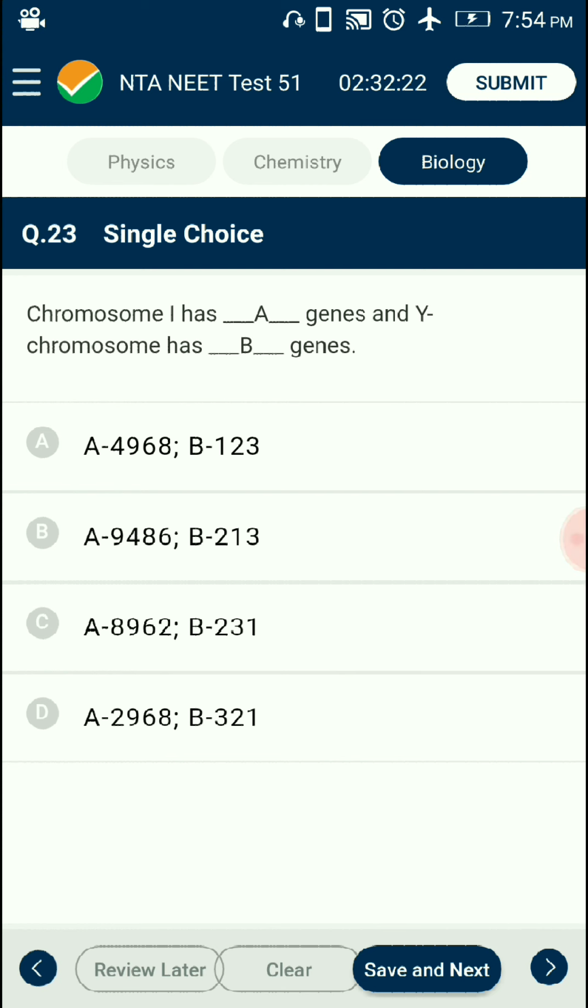Question number 23. Chromosome 1 has dash genes and Y chromosome has dash genes. According to the Human Genome Project, chromosome 1 has 2968 genes and Y chromosome has 321 genes. They are the maximum and minimum genes for the human chromosomes. So the correctly matching option is option D.